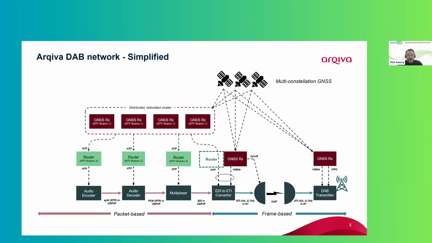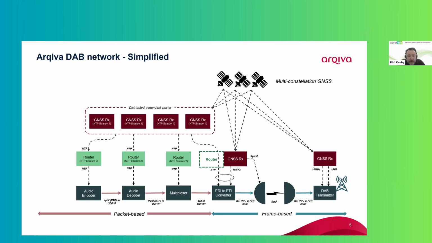Next slide, please. So this is very much a simplified network drawing of the Arqiva DAB platform. You can see, if you look at the bottom of the slide, it's a combination of packet-based interfaces and also frame-based interfaces. Fundamentally, of course, the whole network needs to be synchronized, like we said, but the precision of synchronization is different at different elements of the design.